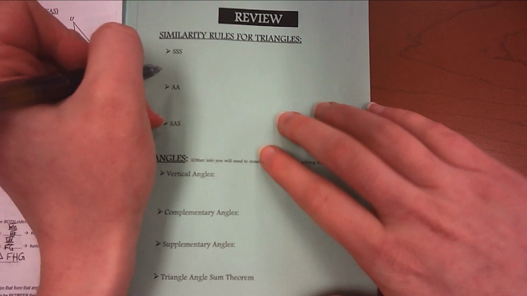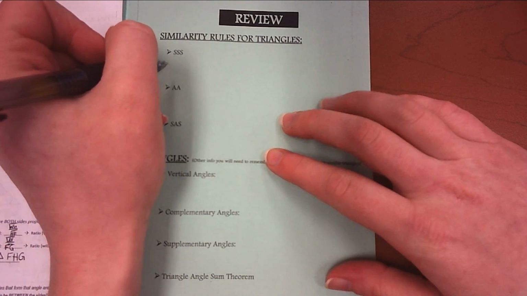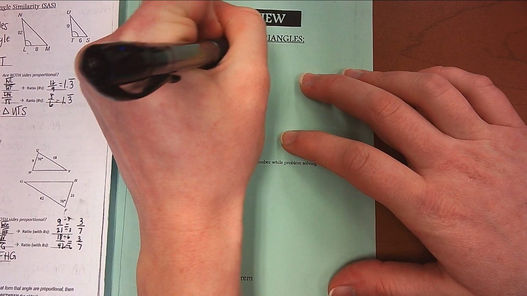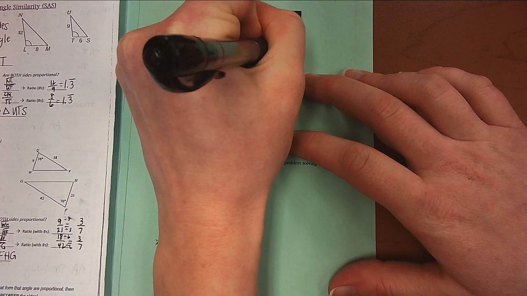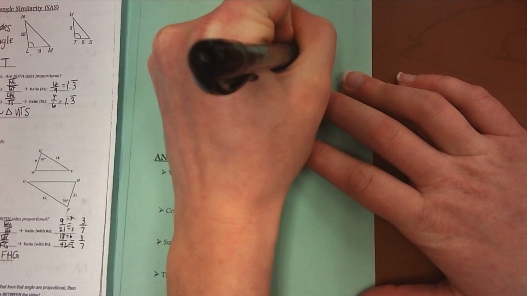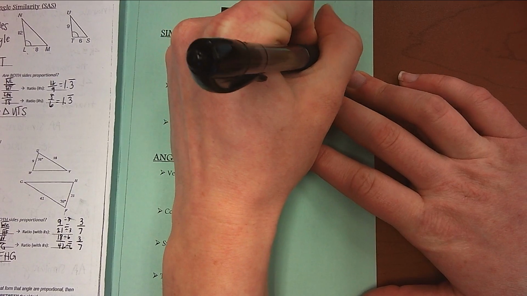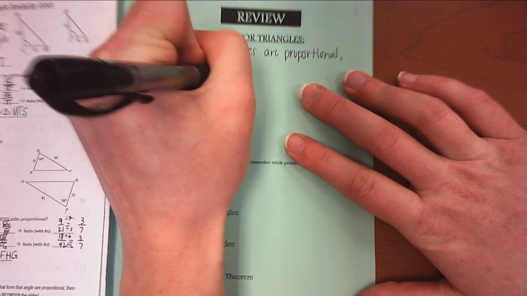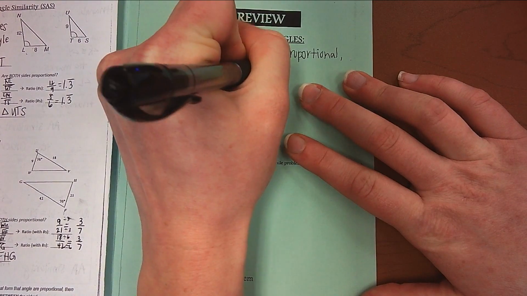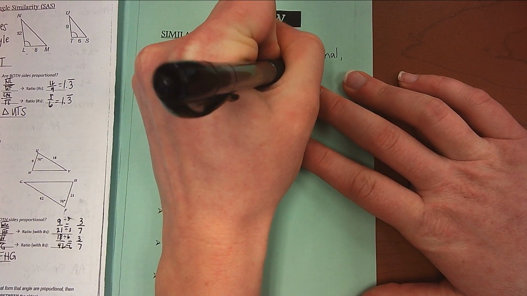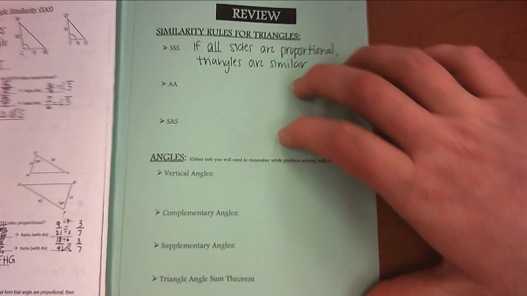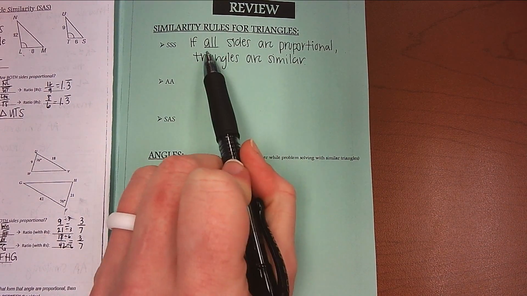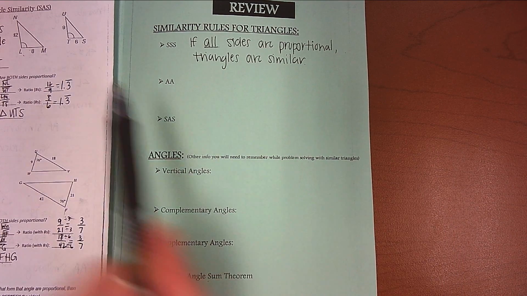And so side similarity says that if all sides are proportional, triangles are similar. This means that their angles are all congruent, but we don't have to check for that if we know that all the sides are proportional.